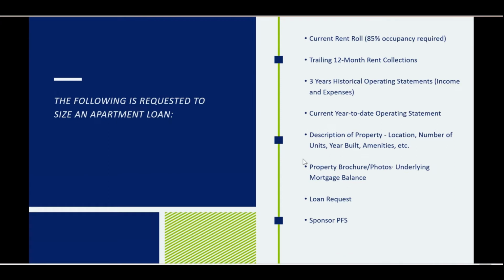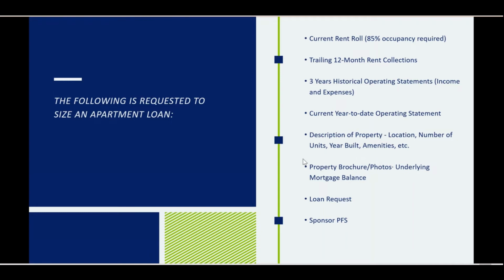In order for you to submit your loan scenario to us or discuss it, you can also feel free to call us, and we will discuss your loan scenario over the phone and tell you immediately if it will be a fit for the Fannie Mae and Freddie Mac program. The first things we need to review are the current rent roll, the trailing 12 months rent collections, the 3-year historical operating statements up to date, year to date, and a brief description of the property. We need to know the location, the number of units, the year built, and what type of amenities they have.